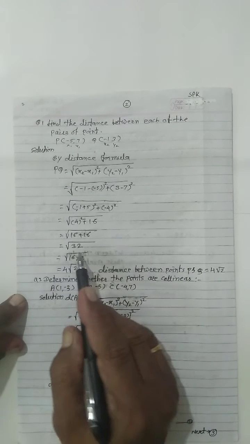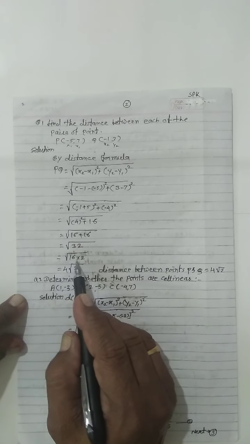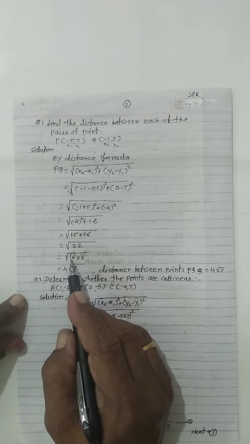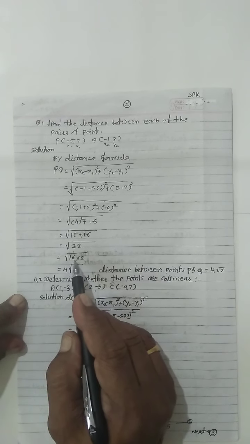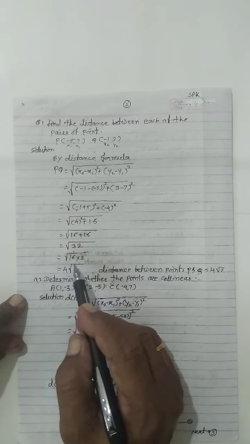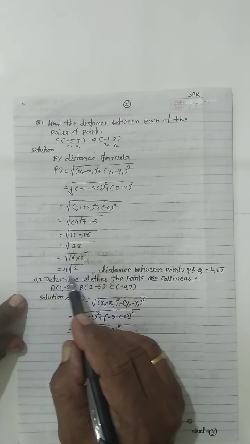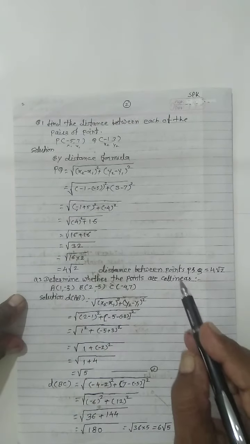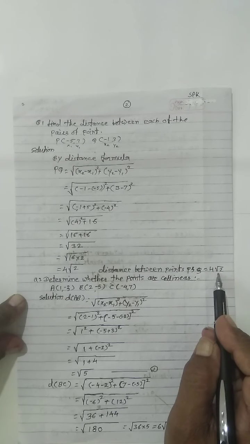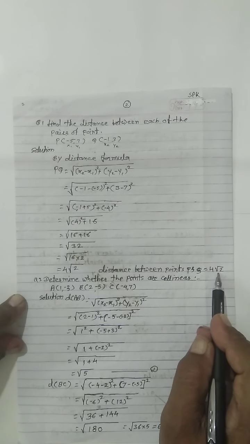Then we write 32 is nothing but 16 into 2. Now we can find the square root of 16, that is 4, under root 2. In this way the length of PQ is 4 under root 2, meaning the distance between points P and Q is 4 under root 2, which is the answer.